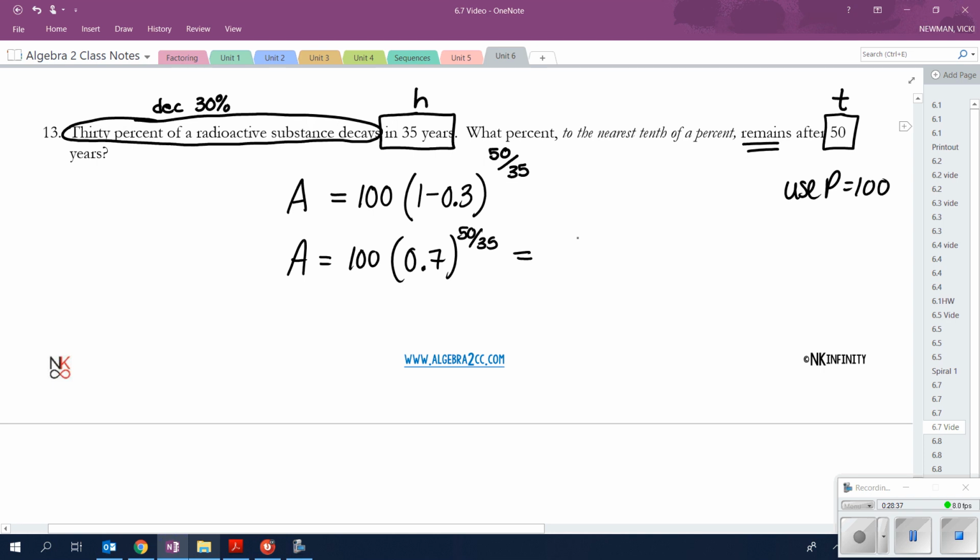One minus 0.3. What do you get? 16.0. So what's the nearest tenth? 60.1%.